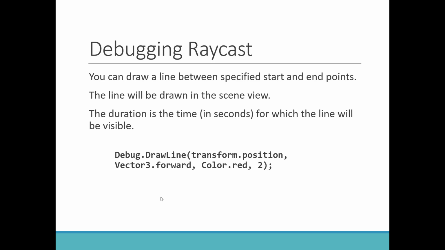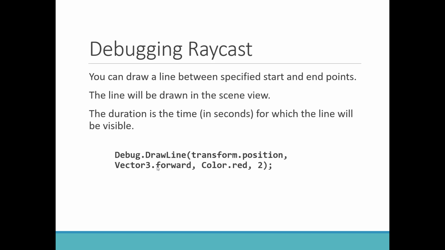So you can actually draw a line between the point that you started and the point where it ended. For example, if I do a transform.position, Vector3.forward, that will go and draw a line between those two items. The color is whatever color you want to use for the line that will be drawn. And then the 2 is the amount of time you want that line to be drawn so that you can actually see which direction it's going.